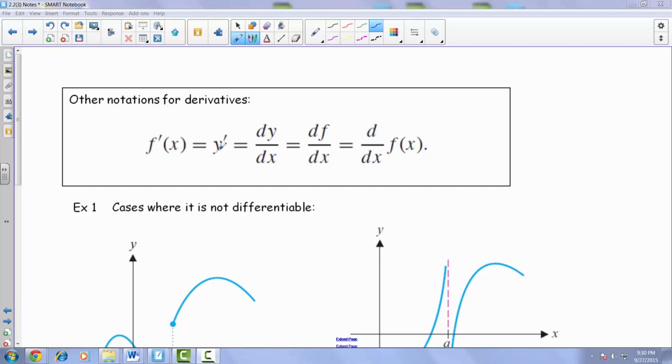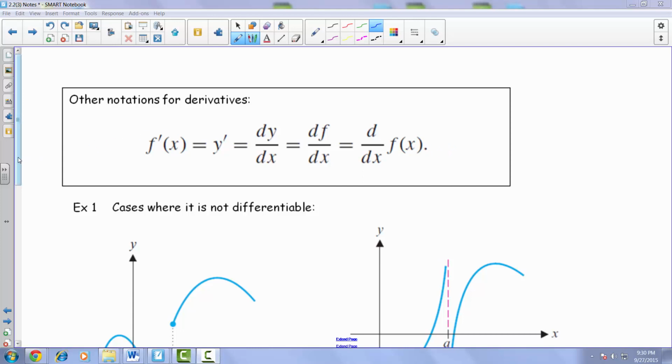This one right here represents y prime. This one is saying the derivative of y with respect to x. This is saying the derivative of the function with respect to x. And then finally, the last one is saying the derivative of f of x with respect to x. So again, all of these actually represent the same exact thing. They're just shown in different ways.